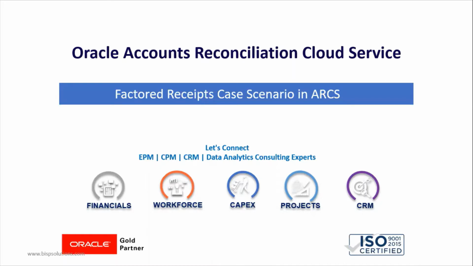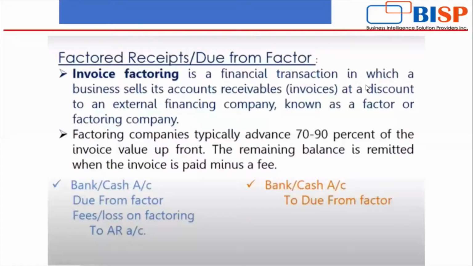So in today's video, we will see the case scenario of factored receipts in Oracle ARCS. Now, what do we mean by factored receipts or due from factor? Invoice factoring is a financial transaction in which a business sells its accounts receivables or its debtors or invoices at a discount to an external financing company known as a factor or factoring company.